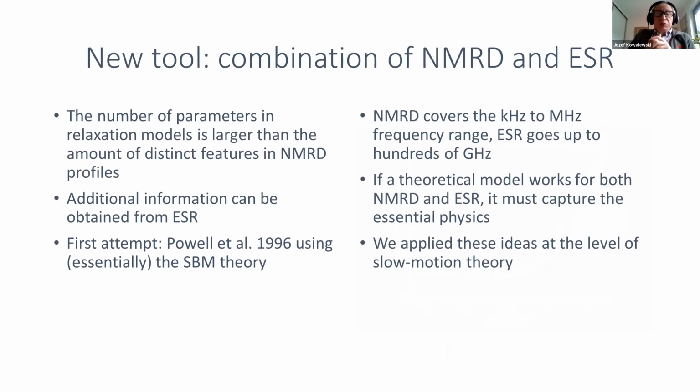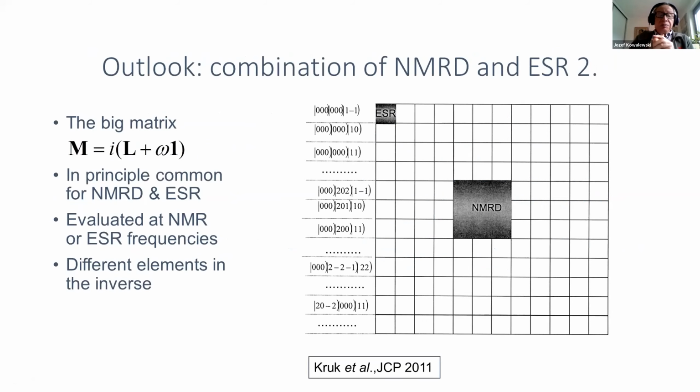Now, a new experimental tool was developed rather early. The first attempt to do this was reported by the Lausanne group in 1996, and it is to use a combination of ESR and NMRD, and actually to formulate a theoretical model and to fit a theoretical model which would be able to interpret both the NMRD and the ESR data. And we did that using slow motion theory also.